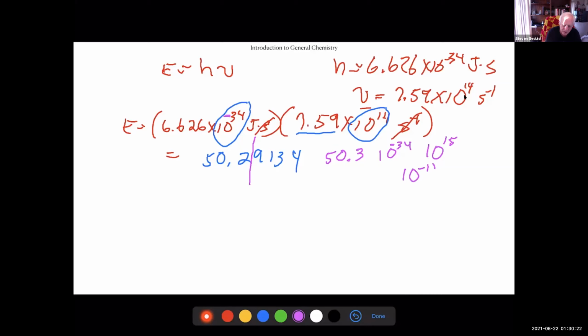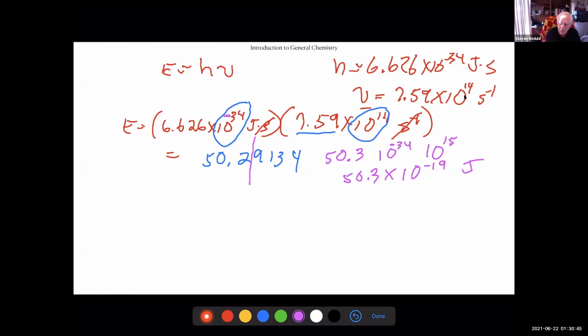No, that's 6, that's not right. 19. Yeah. So there's nothing. 10, 15, 10 to the minus 19, right? 9 and 4, 34. Yep. So that becomes 10 to the minus 19. So you have 50.3 times 10 to the minus 3, 10 to the minus 19 joules.